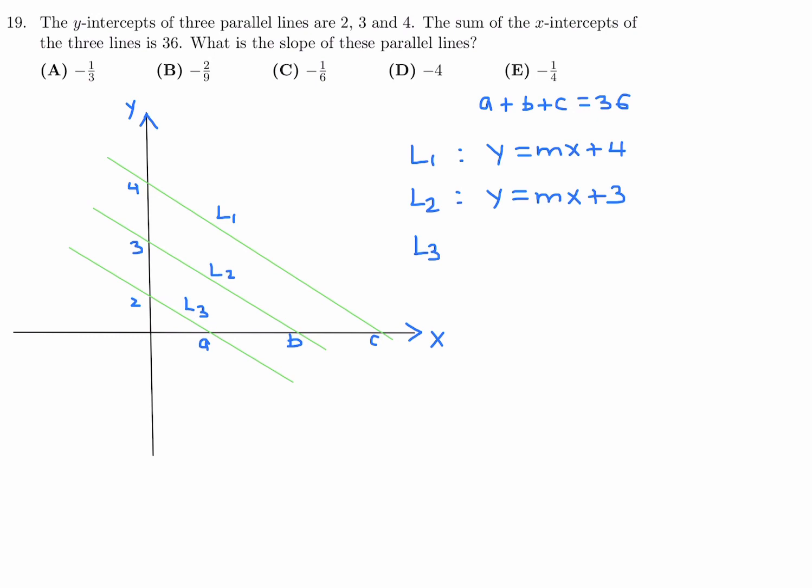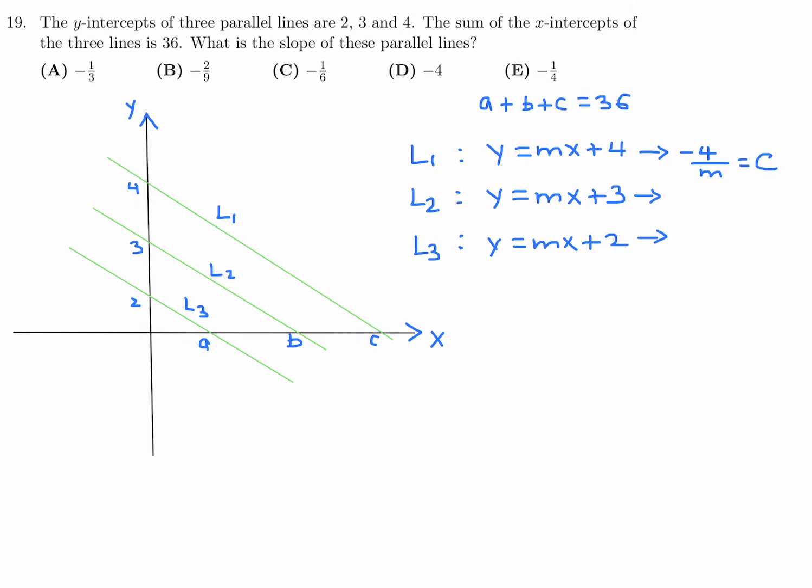And in a very similar way for L3, it will be y is equal to mx plus 2 for the same reason. All right, so let's, for all of these, solve for the x-intercepts when y is 0. So for the first one, when y is 0, we get negative 4 over m is equal to x. But instead of writing x, I'll write a because that is what I have chosen to represent that. Actually, it's c for this guy. Sorry, right? Because it's L1. It's this guy right here.